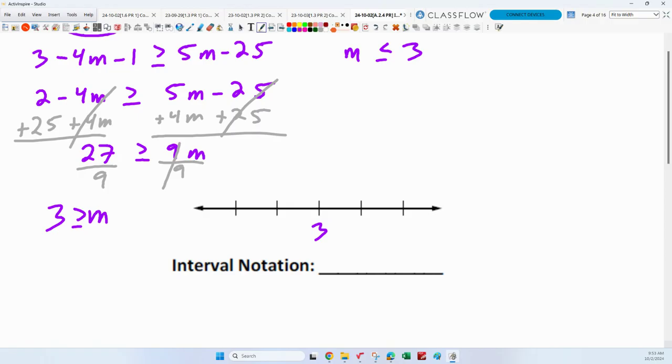What do I do? Closed endpoint at 3, shading which way? To the left, because I'm less than. Good. Okay. Using interval notation, what would that be?